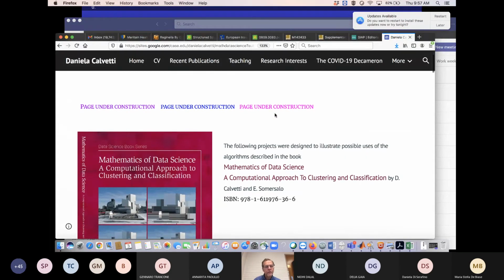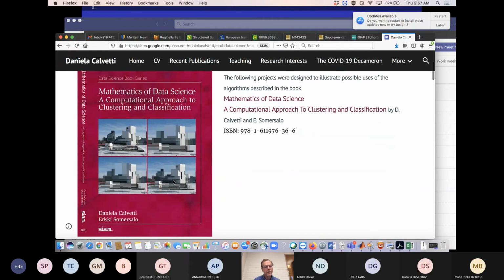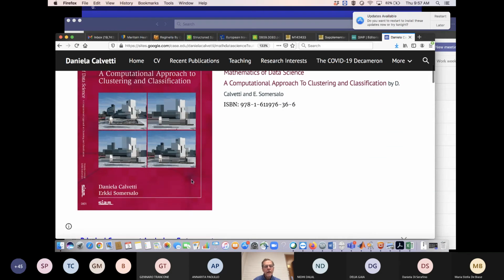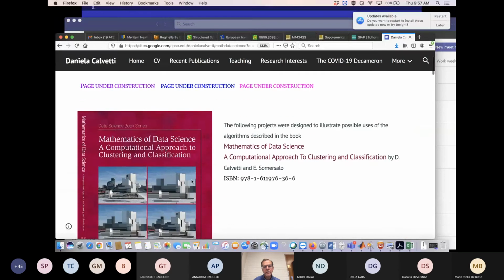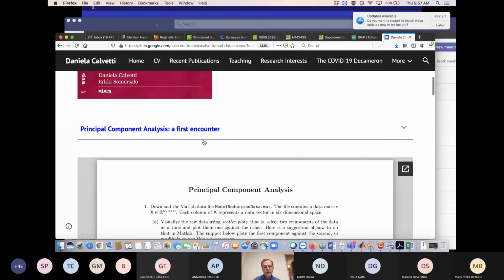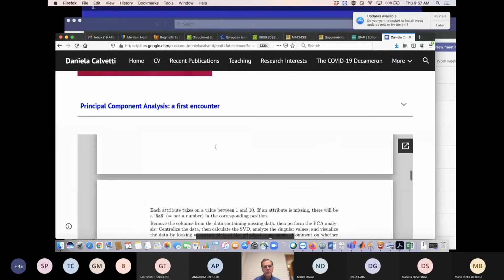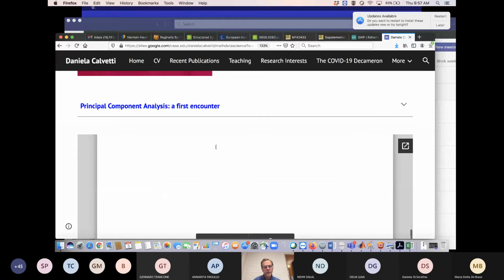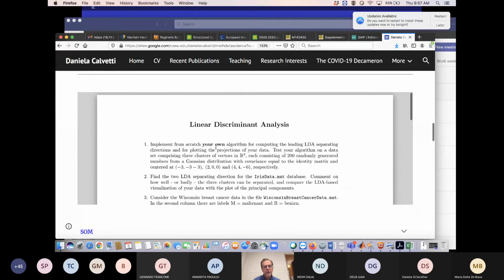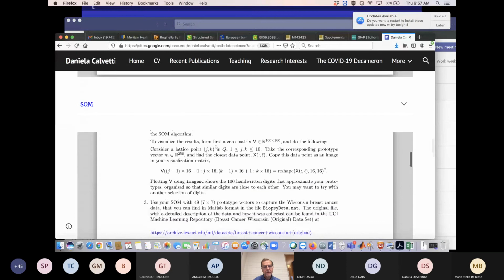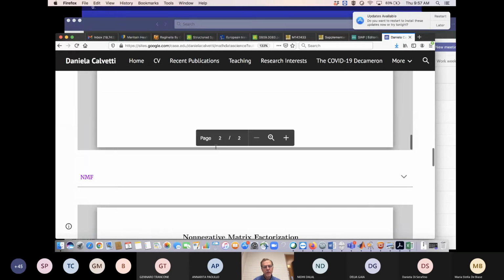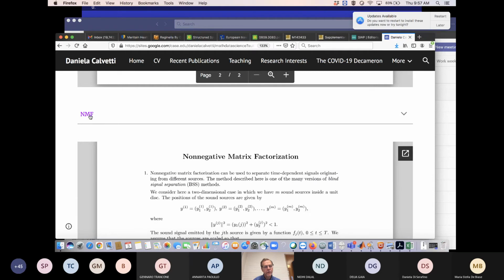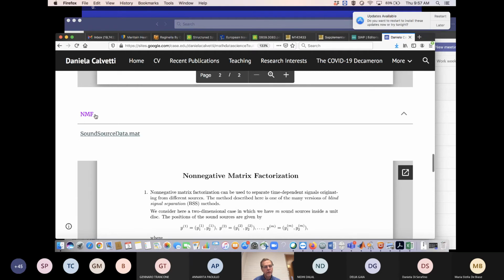Yes. Okay, great, good. So here's the book, and now you see the cover. So this is really the regression tree approximation of the nice building that I showed you. So if you go to the page, you see that there are lots of homework, and let me show one of the problems, the non-negative matrix approximation. Here's the SOM part. So here's non-negative matrix factorization. If I click on this NMF here, you see that a link to sound source data.mat appears. If you click on that, you can download the data.